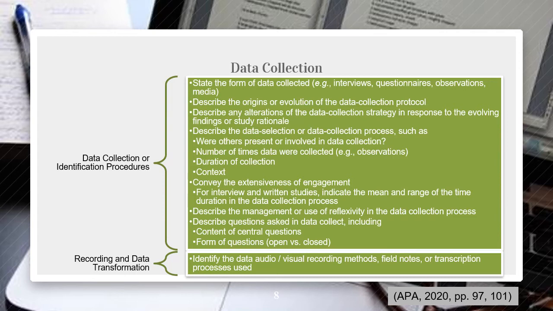In your methods section, you'll include information about how the data were collected. For example, you might state the form of data collected, whether you used interviews, observations, or media. You'll describe the origins or evolution of the data collection protocol that you've used, and any alterations to the strategies in response to the evolving findings or study rationale. In describing the data collection process, you'll answer questions such as whether others were present or involved in the data collection, the number of times data were collected, and, if you're doing classroom observations, for example, the duration of each session. You'll explain the context.